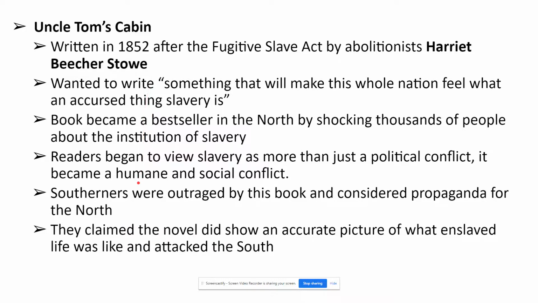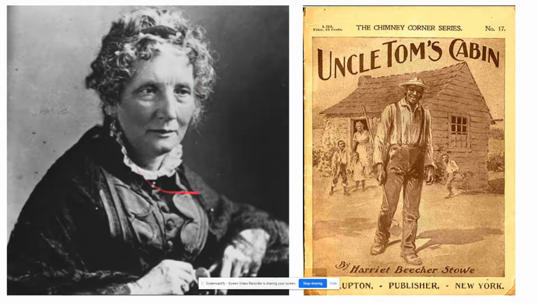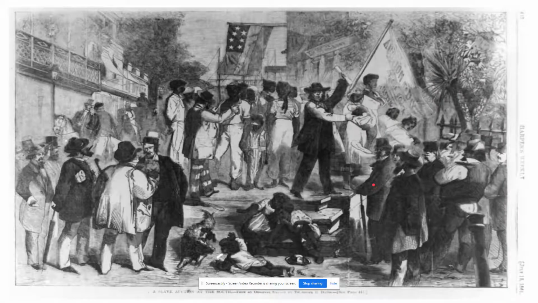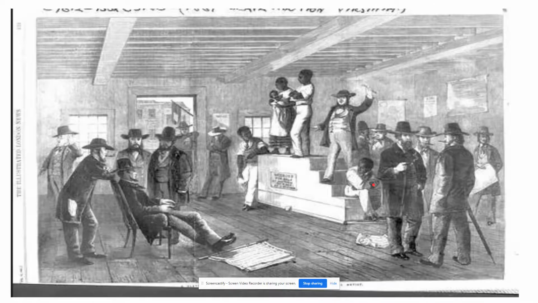So again, causes of the war. You have another issue here. You've got books being written now that neither side can agree on whether or not it's true or false. It's just another wedge between the North and the South. And this is Harriet Beecher Stowe, and here's her book. True story, she meets Abraham Lincoln later. Lincoln asks her if she's the little lady who started the Civil War. This book goes on to become a bestseller in the North and banned in the South.